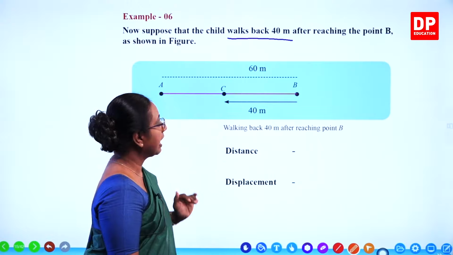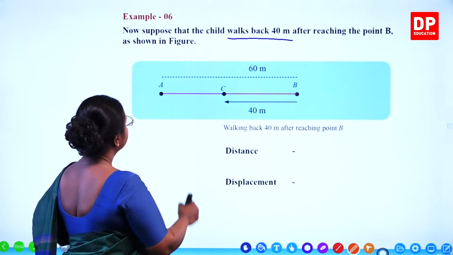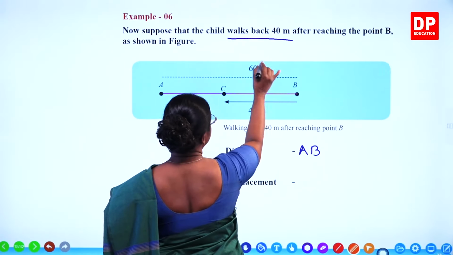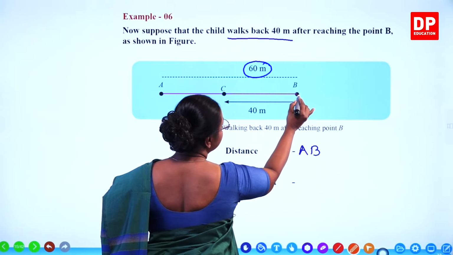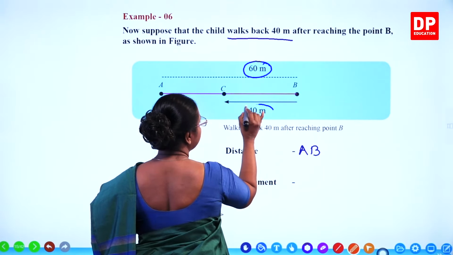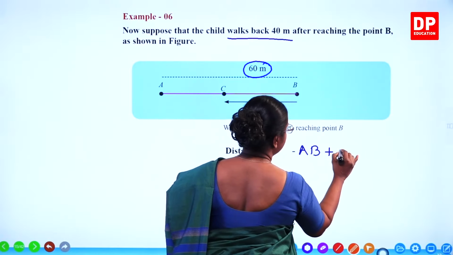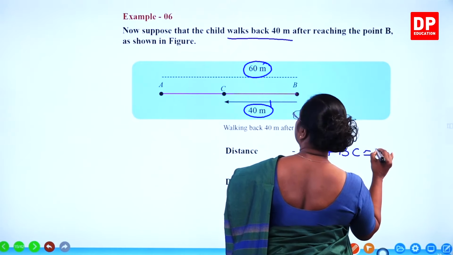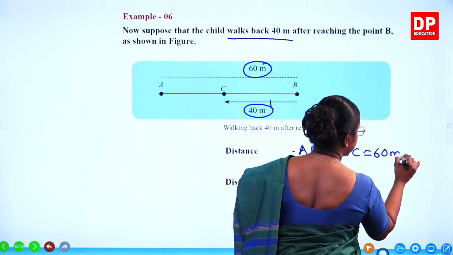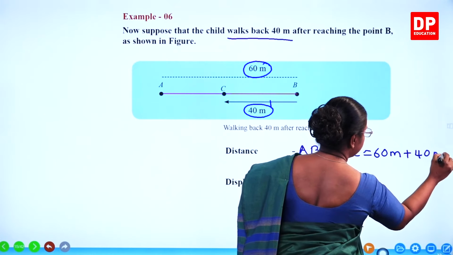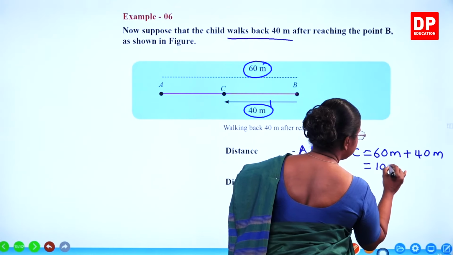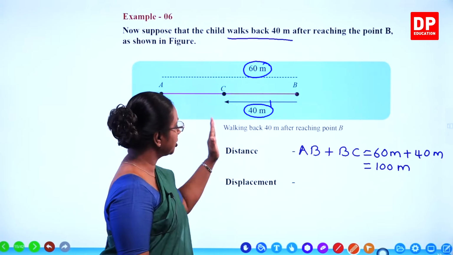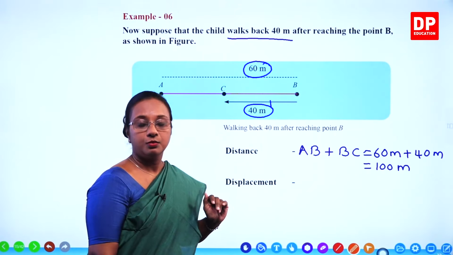So now if we calculate the distance, you can see the child walked from A to B, that is 60 meters, but again turned back and walked from B to C, that is 40 meters. A to B, B to C. This is equal to 60 meters plus 40 meters, that will be 100 meters. Here no problem, no direction, therefore you just adapt the values.